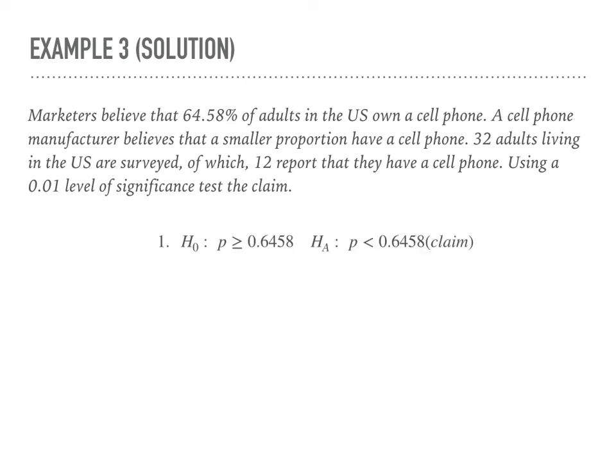Your hypotheses should include P. Your null hypothesis should be that P is greater than or equal to 0.6458. The alternative hypothesis is that P is less than 0.6458. And that is your claim, because you're claiming that less than this proportion own a phone.